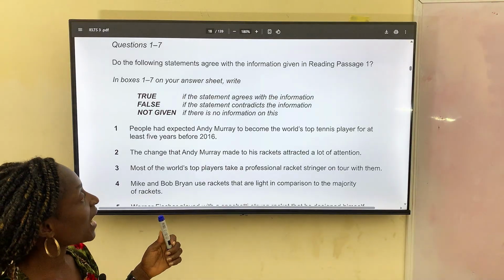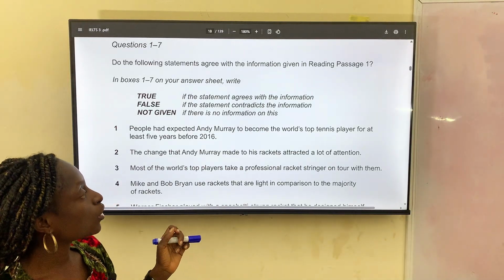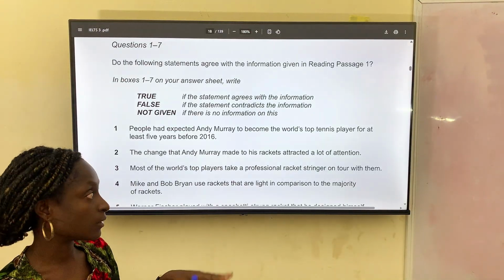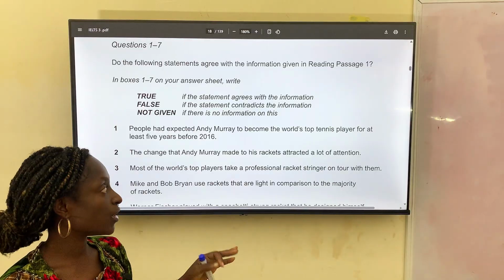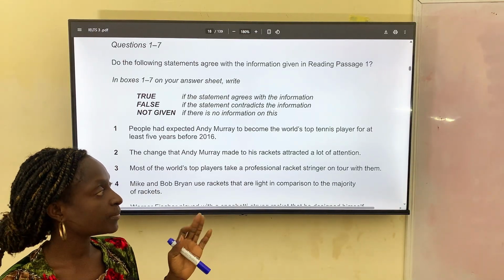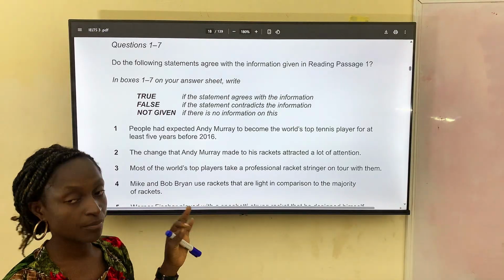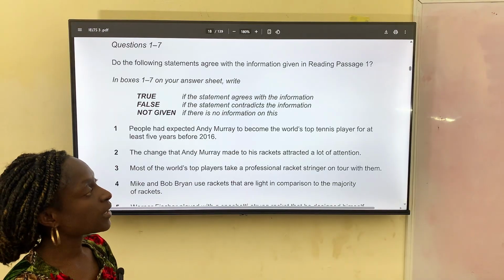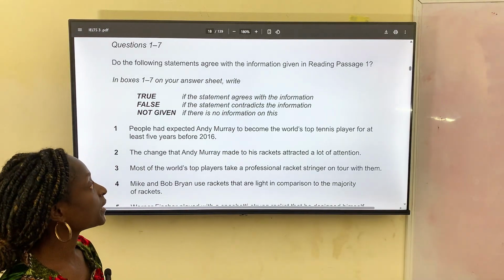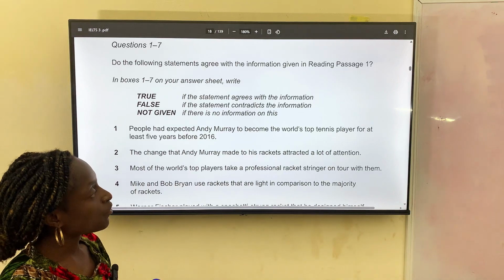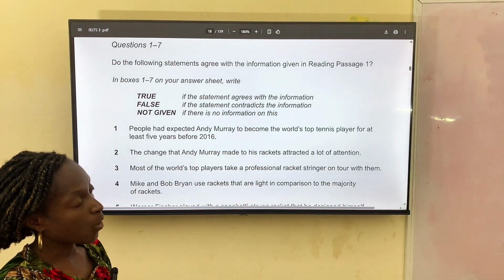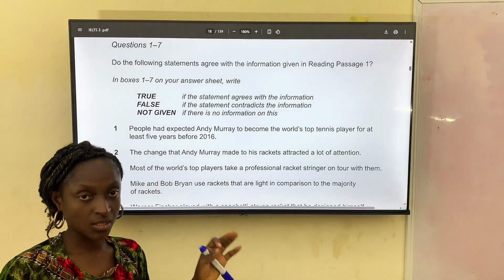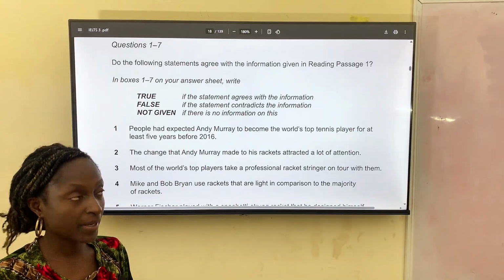People had expected Andy Murray to become the world's top tennis player for at least 5 years before 2016. That is the question. So the information we are picking from this question is Andy Murray, world top tennis player, 5 years before 2016. Those are the key information we are picking from the question.